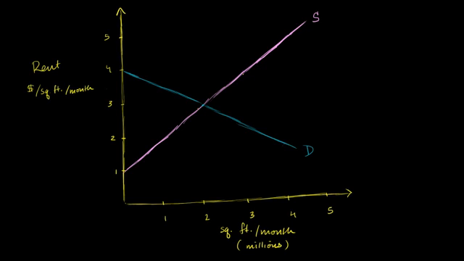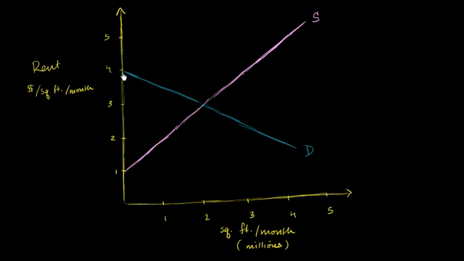Let's think about the market for real estate in a given city. So here on the vertical axis, I have plotted rent in terms of dollars per square foot per month. Here on the horizontal axis is essentially the quantity of square foot per month available in millions. So this is 1 million, 2 million, 3 million, 4 million, 5 million.